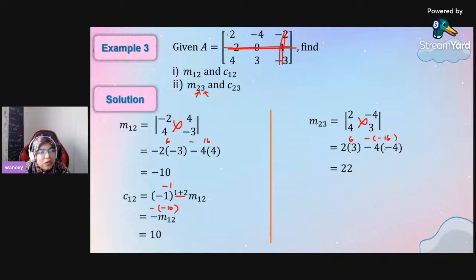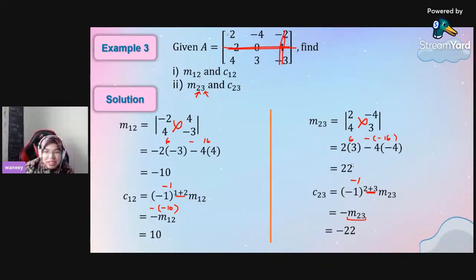And then you use the formula for the cofactor, -1 to the power of i plus j. So we have 2 plus 3 as the power. This is an odd number again, so this is -1. -1 multiply with M23 is simply the negative of M23. The value for M23 is 22, so this is -1 multiply with 22, which is -22. Okay, so hopefully everyone got them right.